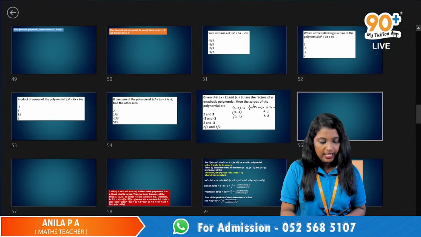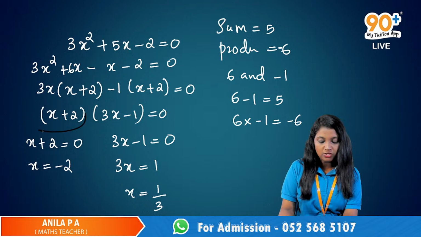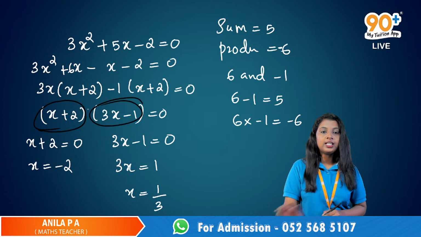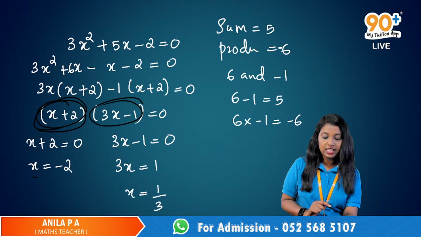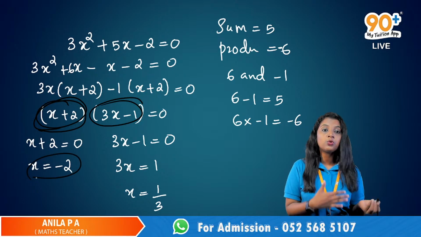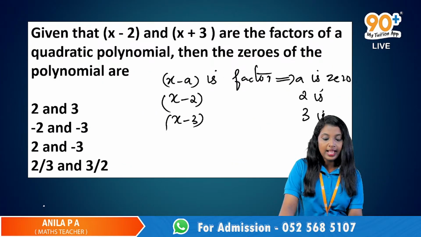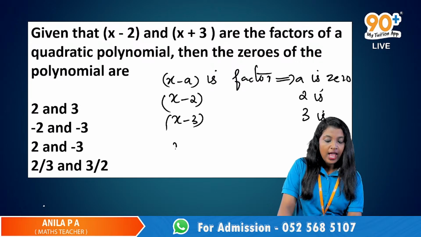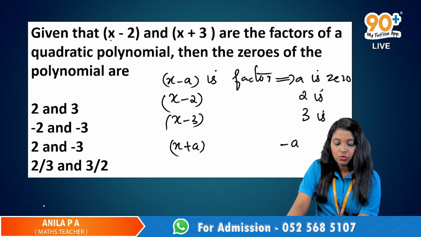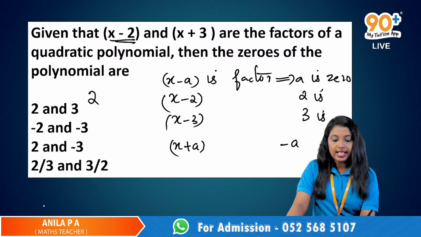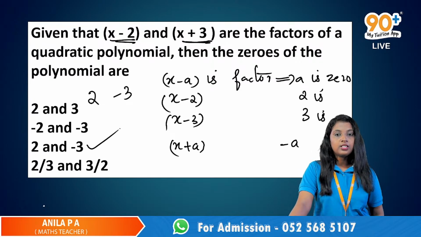Factor means we can express that polynomial as the product of something. Here x plus 2 is a factor and 3x minus 1 is a factor. Here x plus 2 is a factor means negative 2 will be a zero. If x plus 2 is a factor, then negative 2 is a zero. Or x minus a is a factor means a is a zero, and x plus a is a factor means negative a is a zero. So here x minus 2 is a factor means 2 is a zero and x plus 3 is a factor means negative 3 is a zero. So 2 and negative 3, this is the correct option.